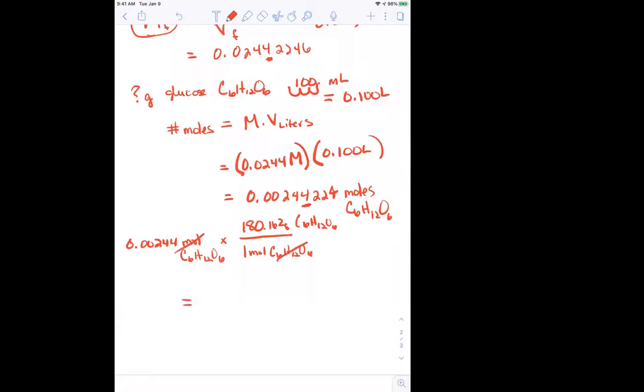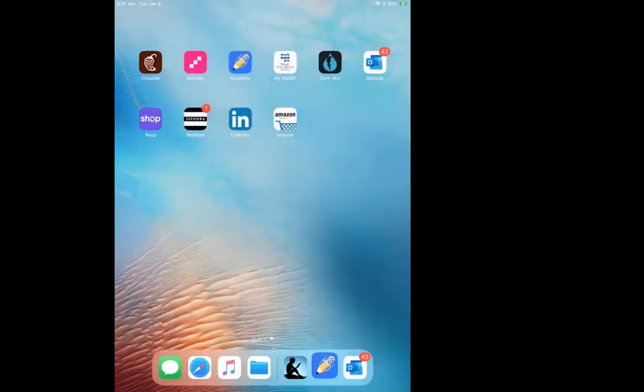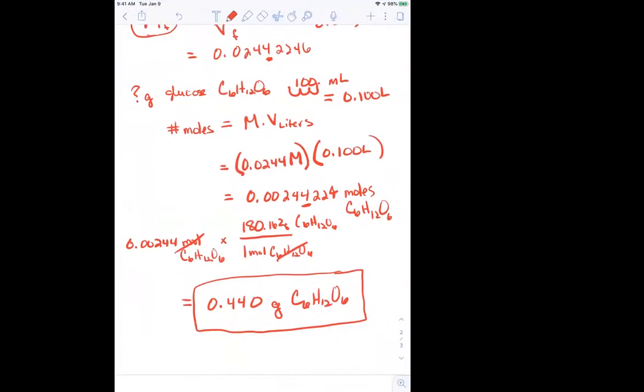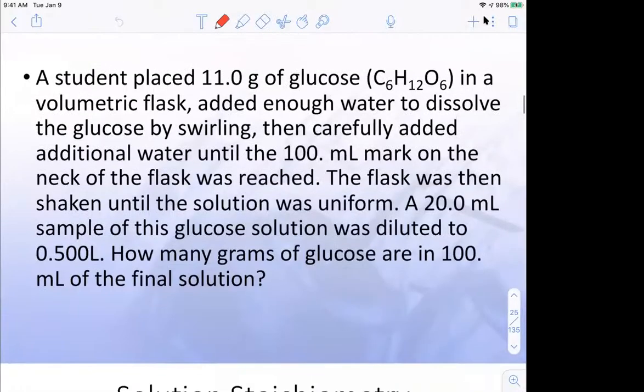My final answer then is 0.00244 times 180.162, and I get 0.440 to 3 significant figures, grams of glucose. This is my final answer. So that is the answer to this problem.